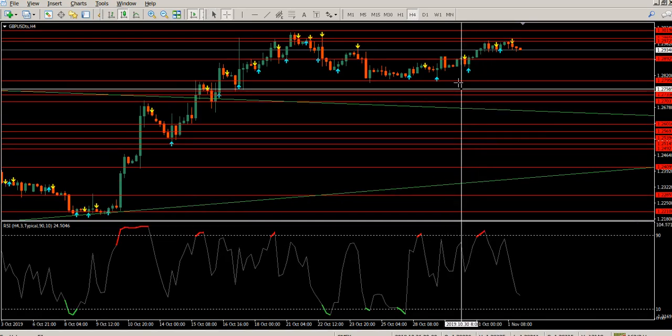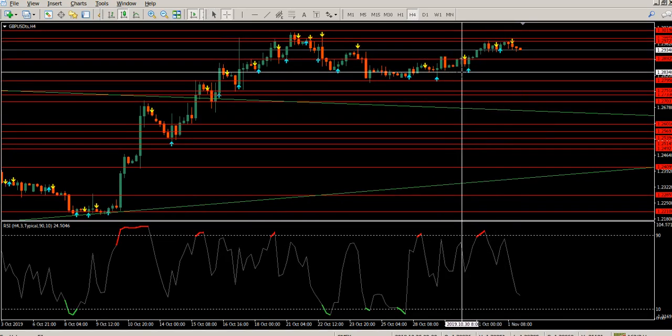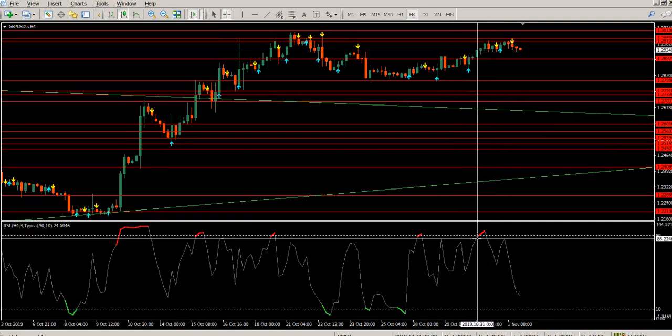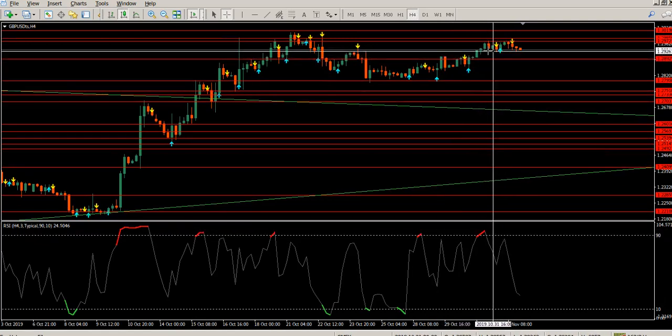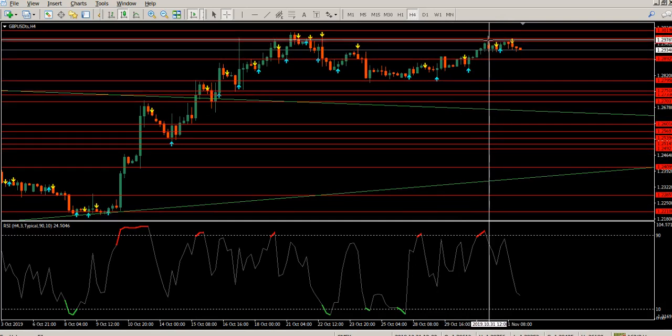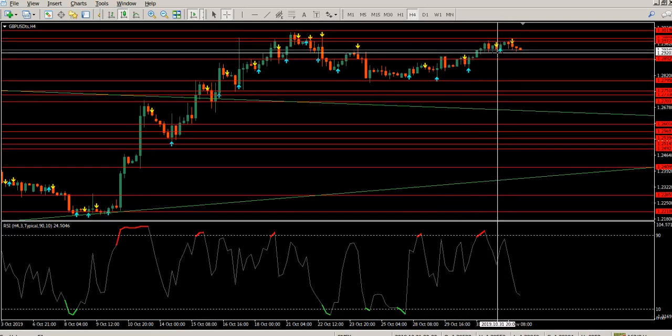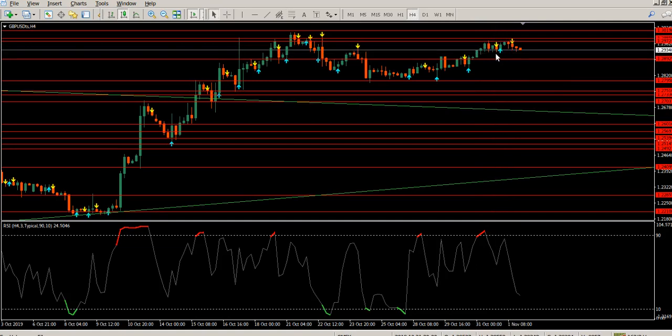So basically, whenever it reaches up into overbought territory, this will turn red. And then I look for a resistance level to trigger an entry, and I got that right here. I'm a tad late, but the price is floating right around the entry.